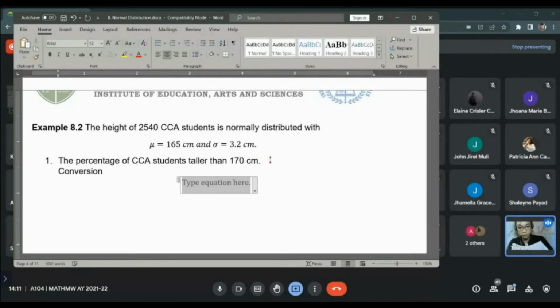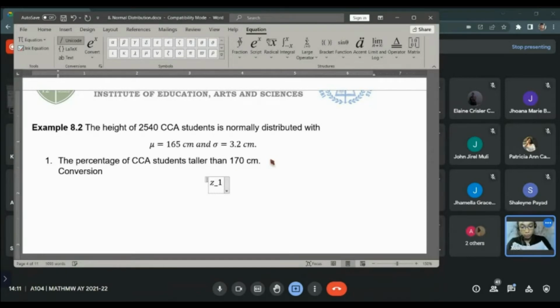You may use your calculator. Again, we'll convert 170 into the z-score. Using your calculator, what is the z-score of 170? 1.56. So this time, Gyrus's height, or 170 centimeters, is 1.56 standard deviations above the mean, above 165 centimeters.